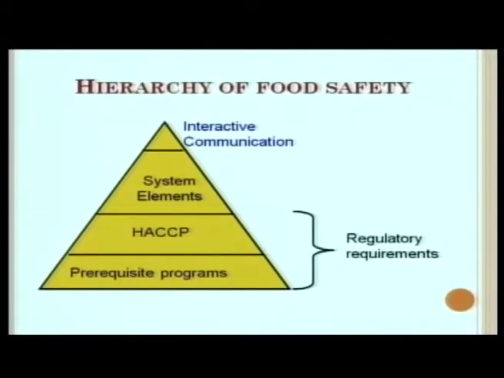And then in the food safety management system, there are system elements. When we say system elements, it means there is a system for the suppliers, there is a system for the customers, there is a system within the organization defined by the management, and also there are additional requirements of internal audits, management reviews, etc.